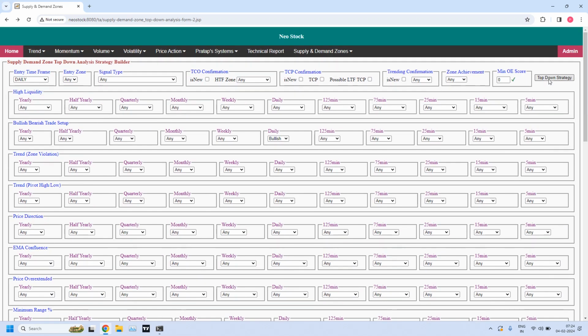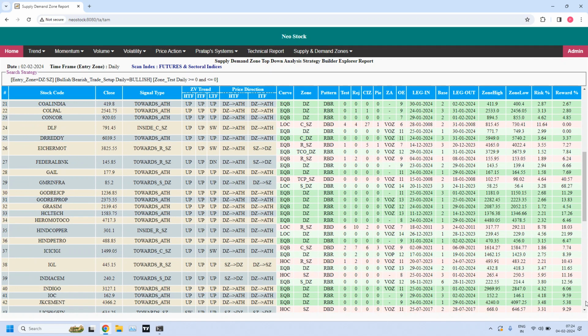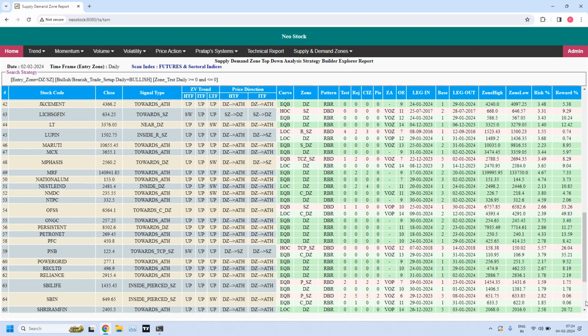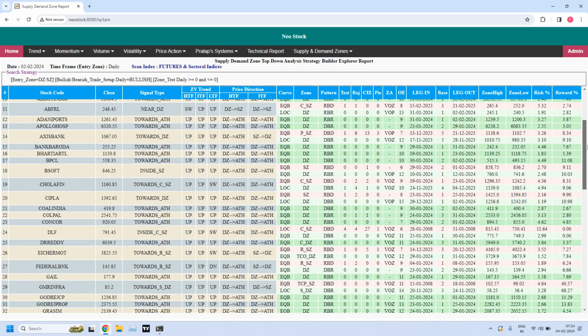Now let me filter. Still you will get a big list, but the number is reduced. Let us see how many stocks we identified. Let me scroll down. So even then 73 stocks are filtered. Earlier we filtered around 97, right? So still this is a big number.